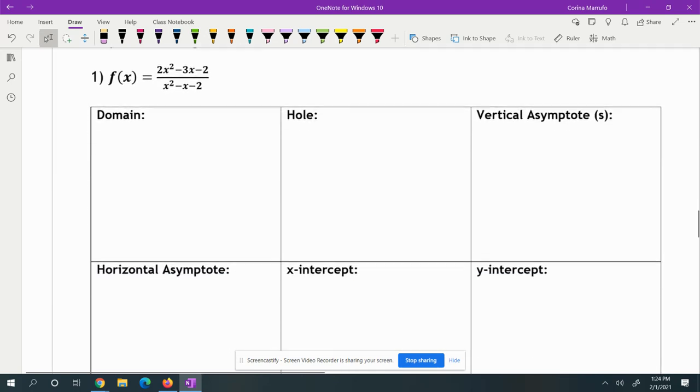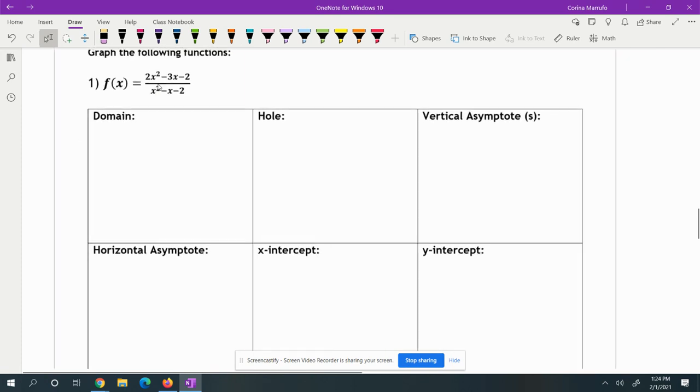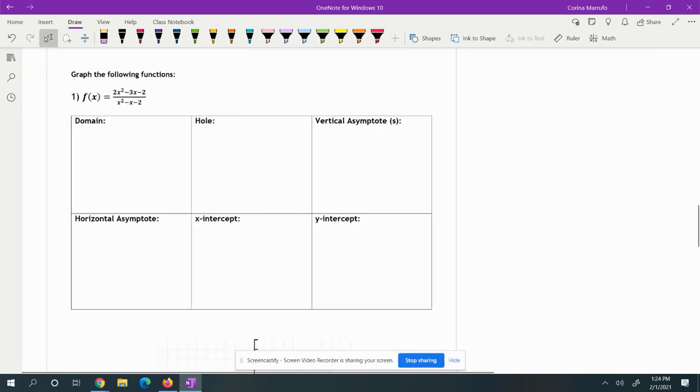So let's get into the problems. So here we got all this already. So our first step is to factor. So I'm going to go ahead and factor the top. Now remember, when I'm factoring, I need to multiply. Since I have this 2 in the front, I'm going to multiply 2 times -2, and that gives me -4. So now I'm looking for two numbers that multiply to give me -4, but will add up to -3.